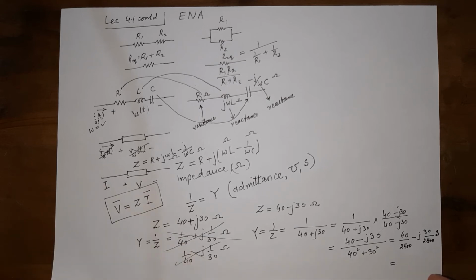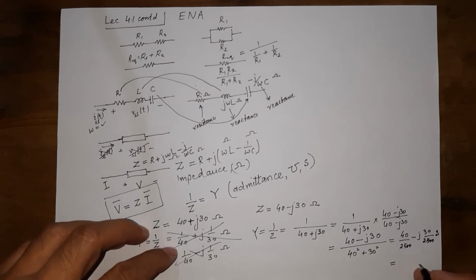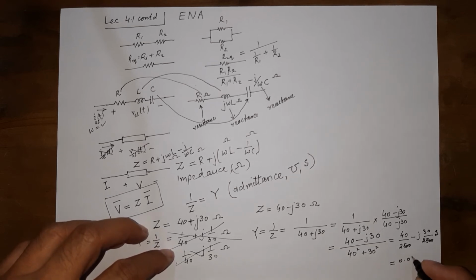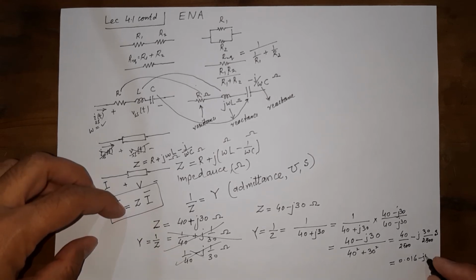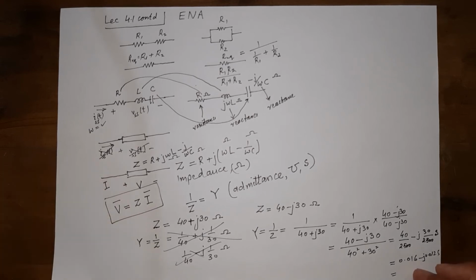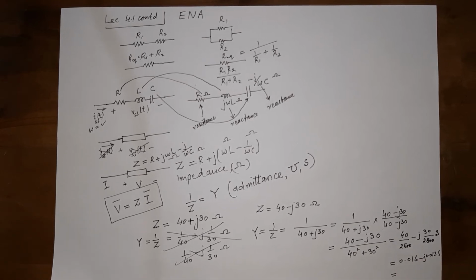This would be something like 40 divided by 2,500, which would be 0.016, minus iota 30 divided by 2,500, that would be 0.012 Siemens, and 0.016 is not 1 over 40. So this should be clear.